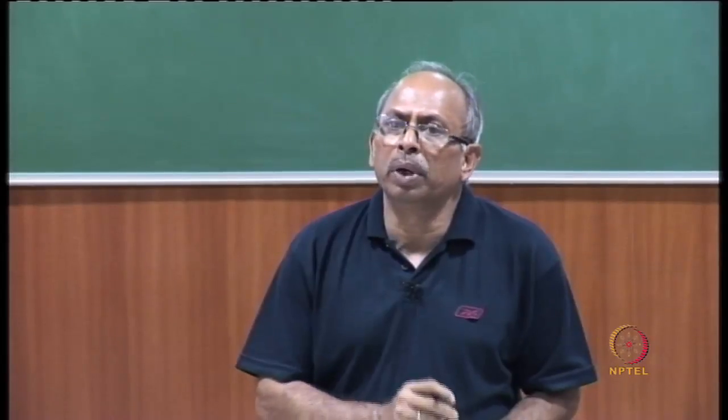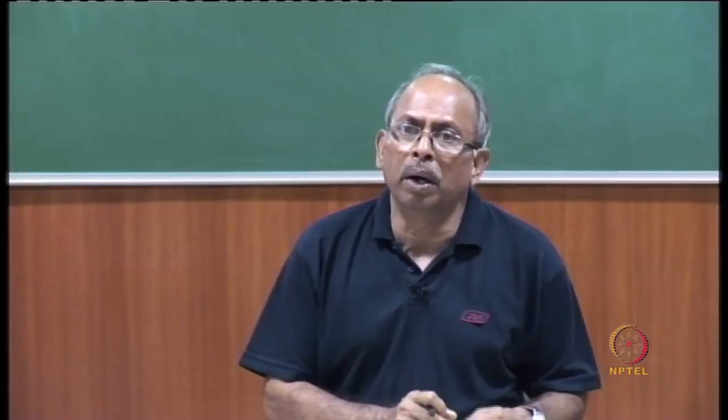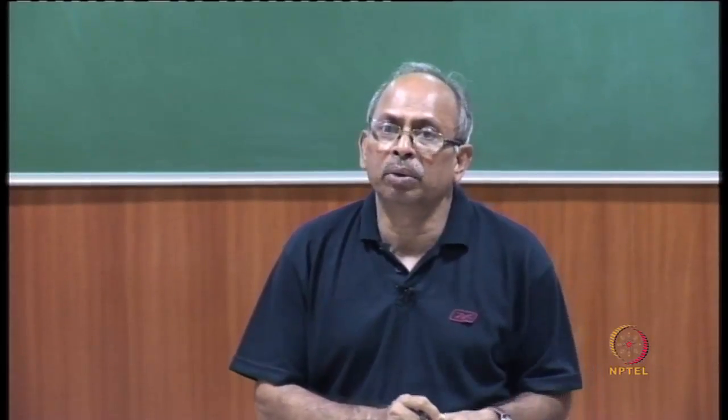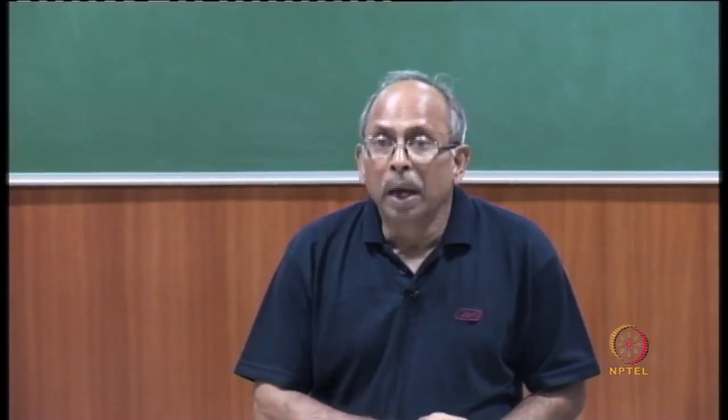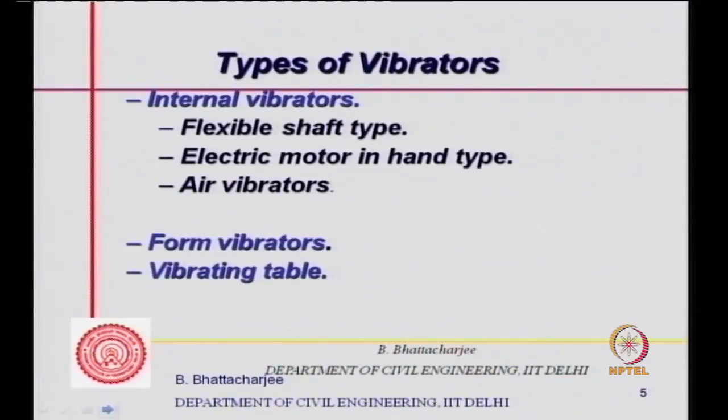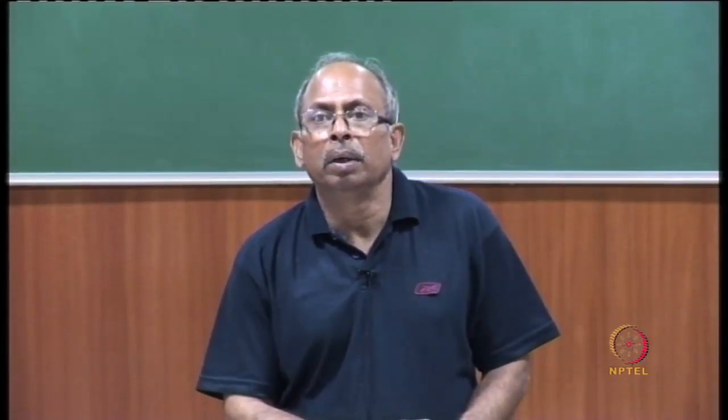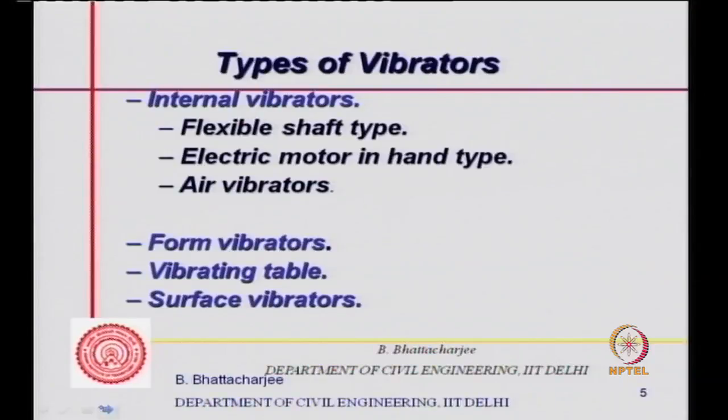Once in a while, you might see an electric motor in hand, and the rotating part or the eccentric, which actually provides vibration, is just connected to the motor. The external vibrator is the form vibrator, which vibrates the form. And also I can have a vibrating table, generally used in laboratory or in precast, while casting precast elements. So you have a table which can vibrate, and you put your mold and the concrete, and therefore the vibration takes place there. Form vibrators are relatively more common, but most common is, of course, the internal vibrator of the flexible shaft type. So let us see what they are. There are some surface vibrators used for floors, vibrating screeds, etc., for flat surfaces, slabs, etc.